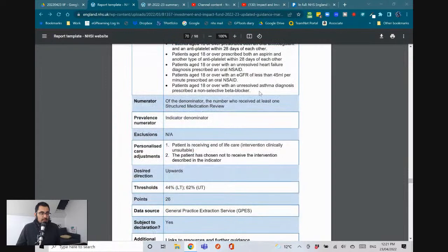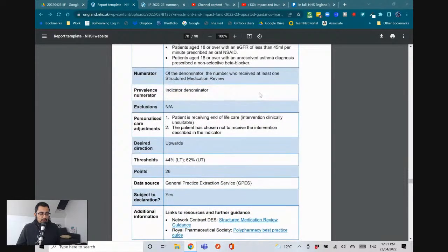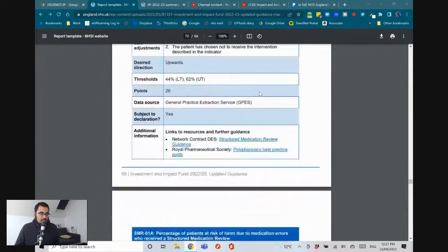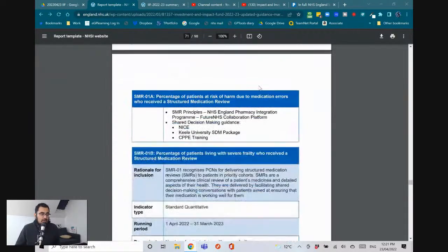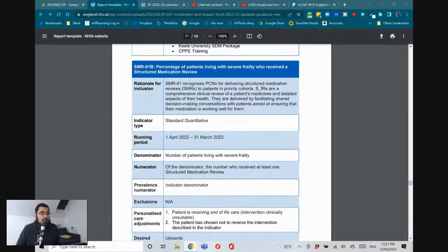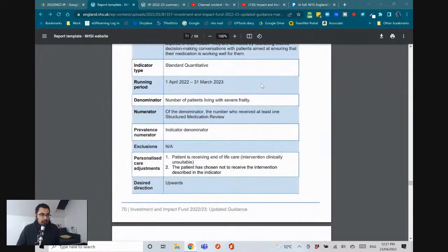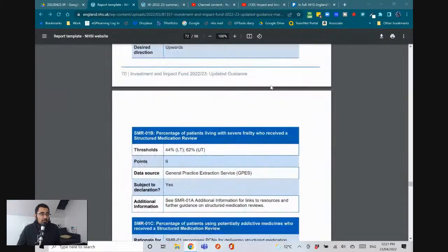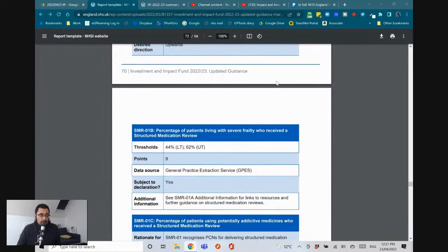It's an upwards trend. Just to clarify the criteria: thresholds 44% lower threshold, 62% upper threshold, 0.26 GPES extraction service. This is secondary to the next one, which is percentage of patients with severe frailty who've received a structured medication review. So the number of patients with severe frailty is your denominator, and then obviously how many have had their review. Exclusions: none, but PCAs are patients receiving end-of-life care, and the patient has chosen not to have the intervention done. It's an upwards trend of 44% lower threshold, 62% upper threshold, 9 points.